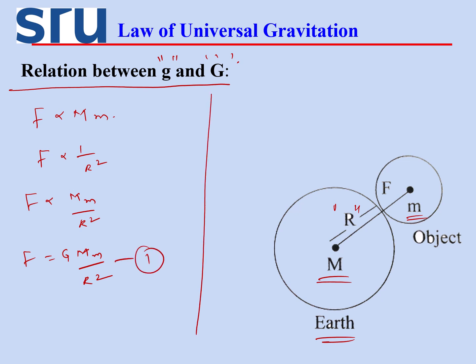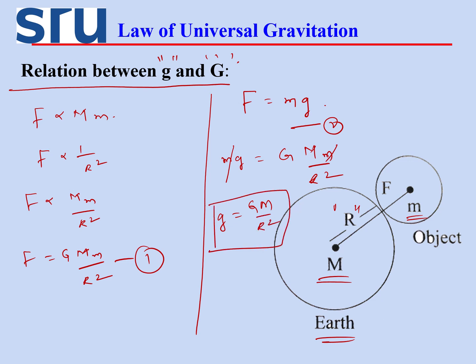According to Newton's second law, F equals mg. So there is a gravitational force, and both are equal. So mg equals G M m by r square. The m gets cancelled, so we get g equals G M by r square. This is the relation between small g and capital G: small g equals capital G capital M by R square.